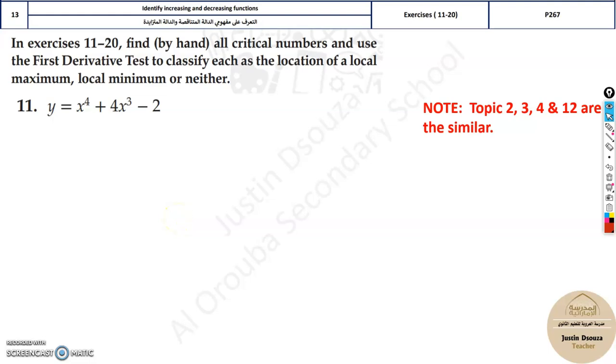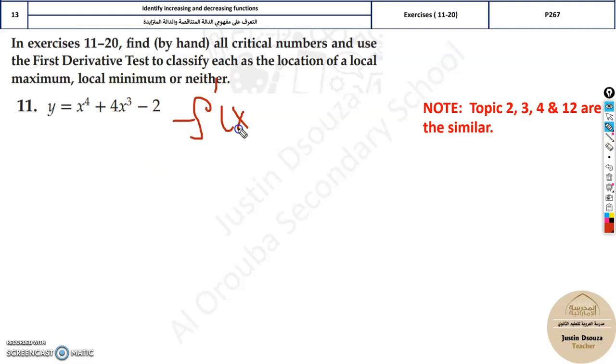Topic 13 is again another similar topic. It may not be exactly the same, but they are similar in concepts. Over here, they have asked you to find the critical numbers using the first derivative test and also the location of maximum and minimum points, which is the local maxima or minima. We can do it. We have done this plenty of times now.